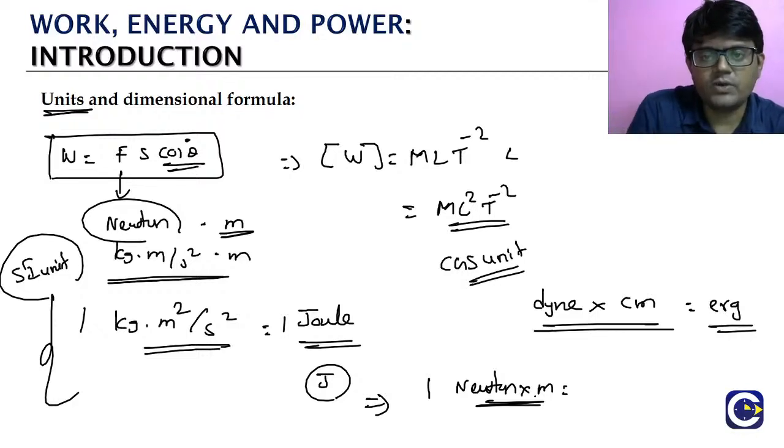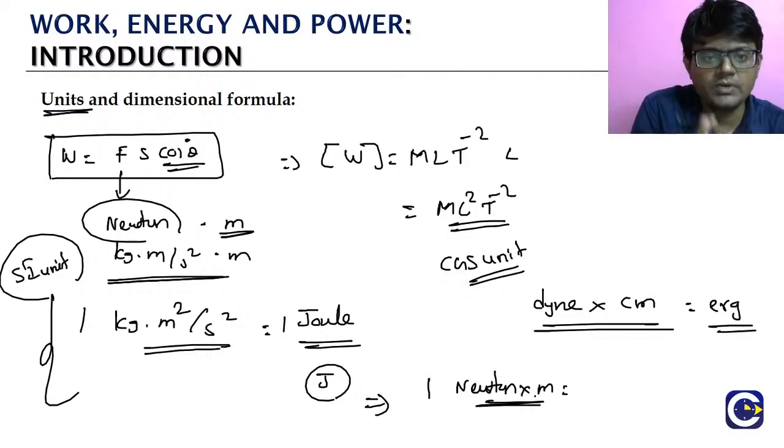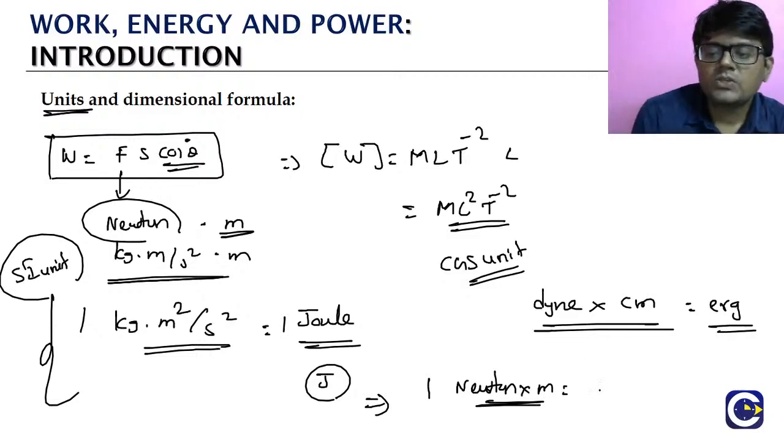We will see when we go to the rotational motion chapter, Newton meter will be taken as the representation of SI unit for another physical quantity called torque. So generally when we talk about the work, we will not use the word Newton meter. We will always use the word joule. But here since we are going to do the conversion, we are taking it. Okay, so look at this.